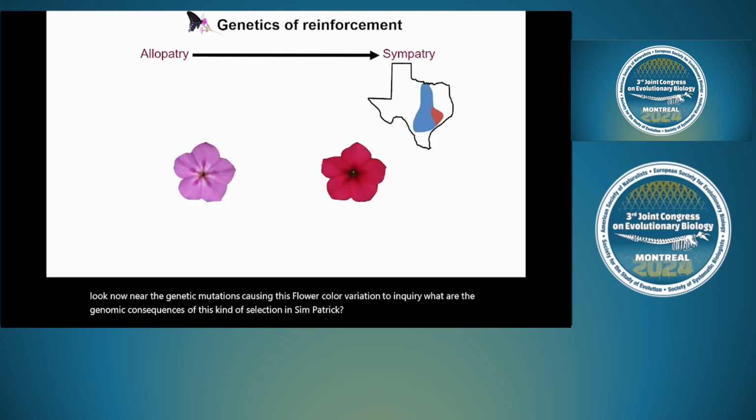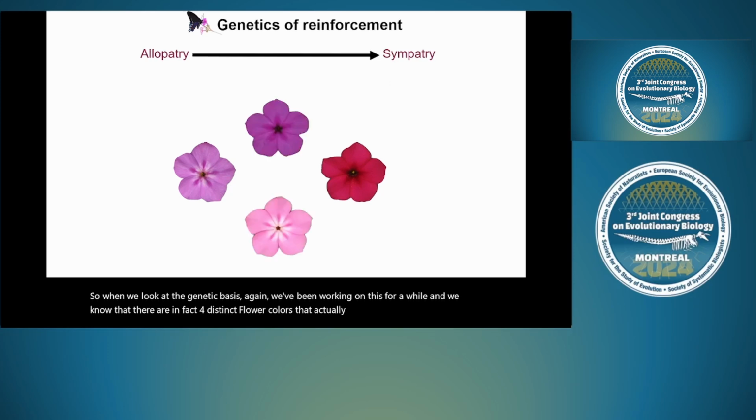When we look at the genetic basis, again, we've been working on this for a while, and we know that there are, in fact, 4 distinct flower colors that grow in Texas. This light blue and dark red are joined by a dark blue and a light red here in this area of overlap. And these 4 flower color categories can be explained by 2 loci, each with 2 alleles.